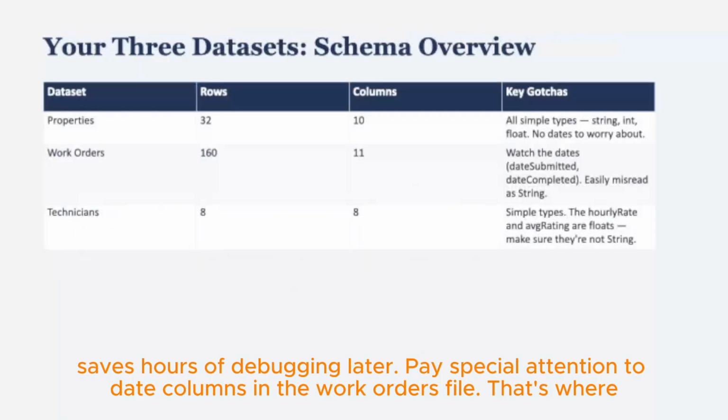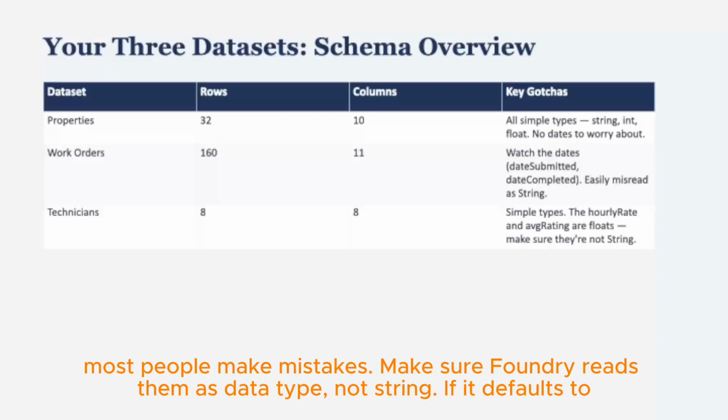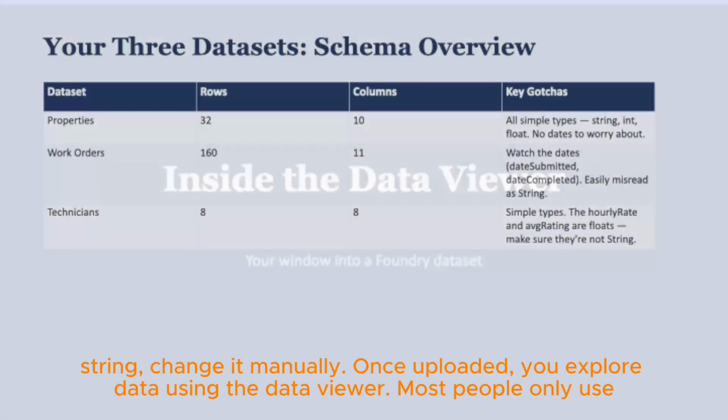Pay special attention to date columns in the work orders file. That's where most people make mistakes. Make sure Foundry reads them as date type, not string. If it defaults to string, change it manually.